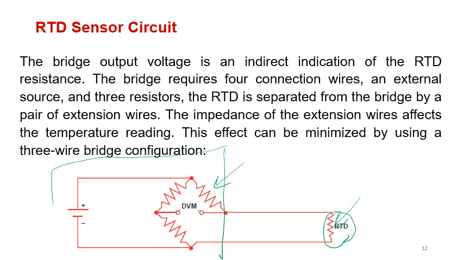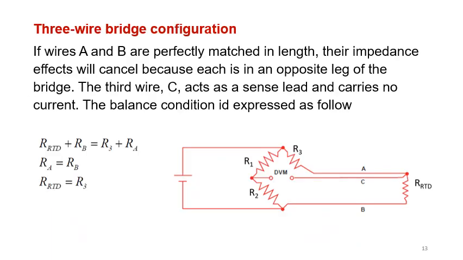So for that, if the distance between the bridge and the RTD is long, that means the resistance of these wires is going to affect our measurement, because the resistance between this terminal and this terminal is not only the resistance of the RTD, it's the resistance of the RTD plus the resistance of this wire and the resistance of this wire. In this case, we have to find a way to avoid this problem. We will make it such that the resistance of these two wires is not going to cause error in the measurement. For that, we have a 3-wire configuration.